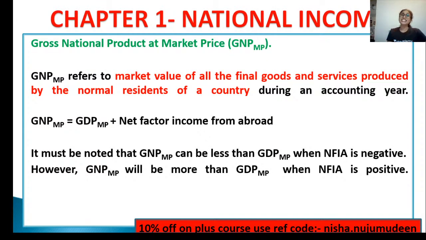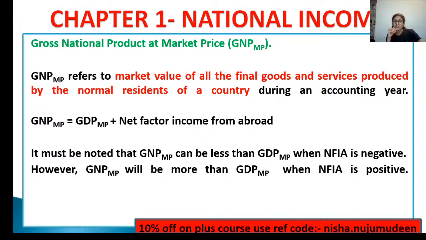Next, you have gross national product. Before going to know gross national product, you need to understand market price and factor cost. You need to understand what that is all about. So now, gross national product in simple terms means the value of all the final goods and services produced by the nationals of a country during 1 year. I repeat, by the nationals of a country in 1 year.